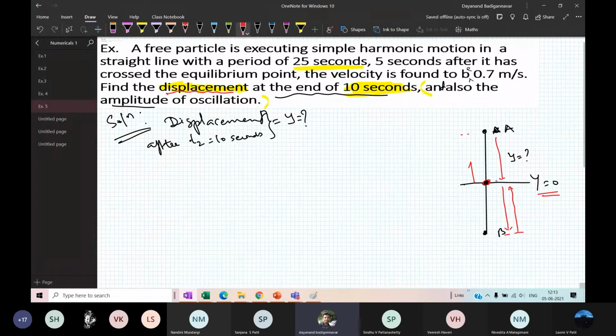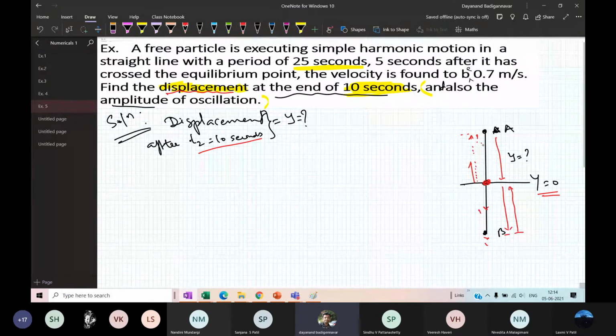As it moves upwards like this, after t2 equal to 10 seconds, where will the particle be? Is it here? Is it here? Is it here? We don't know. We have to find that location. You have to find the location or the displacement of the particle. So this is the aim: find the displacement where the particle is at the end of 10 seconds.